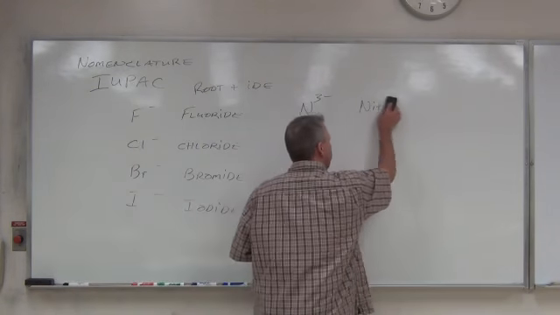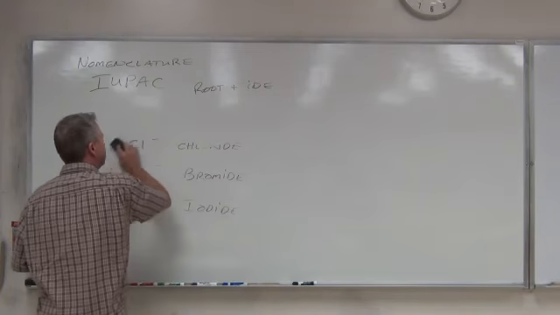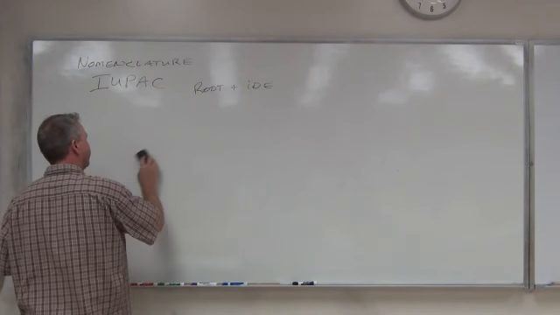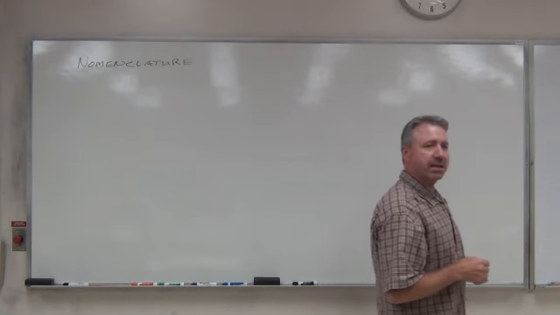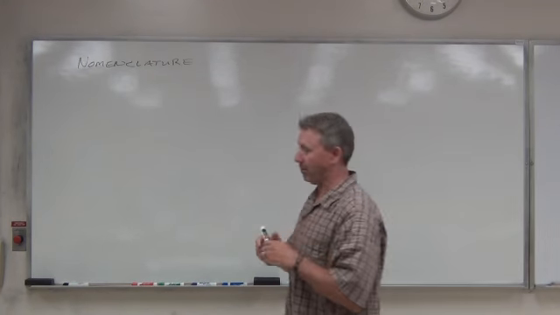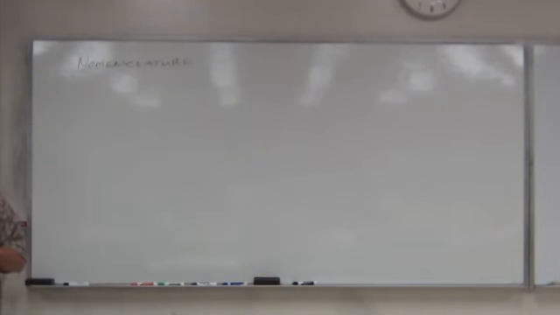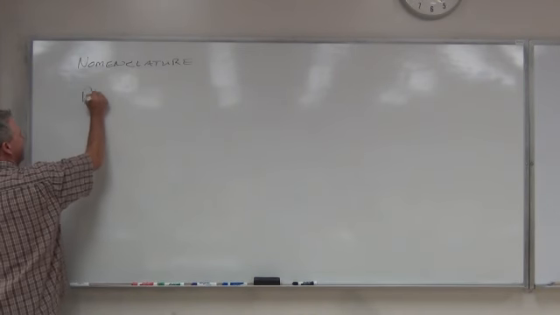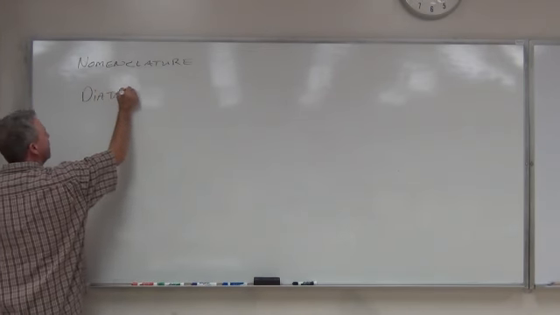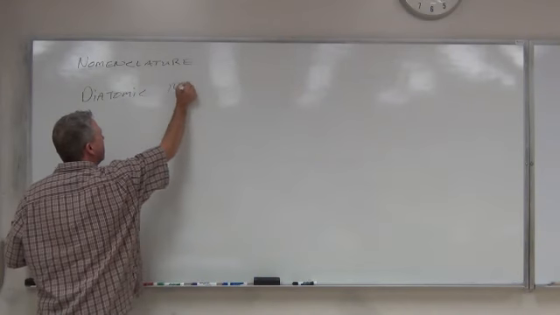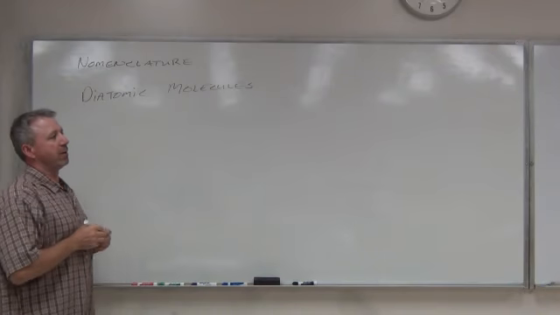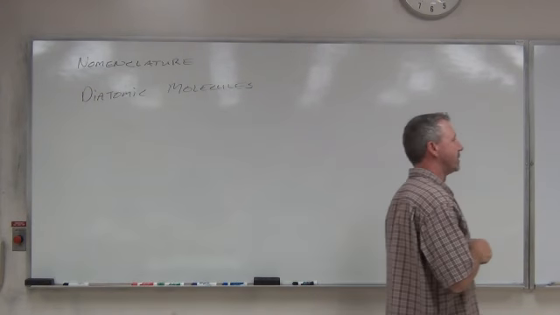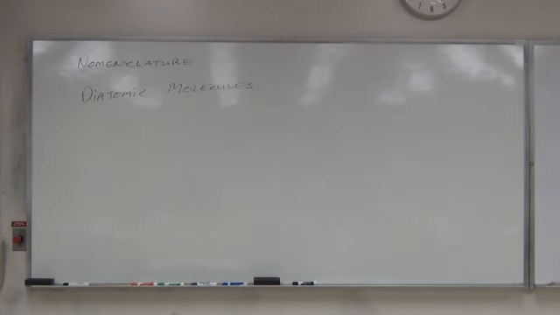Okay. There are some elements that exist in nature as pairs. These are called the diatomic molecules, and they are molecules. They're nonmetals. There are 7 of them. The diatomic molecules. And the way I always remember them, since there are 7, everybody have their periodic table out.